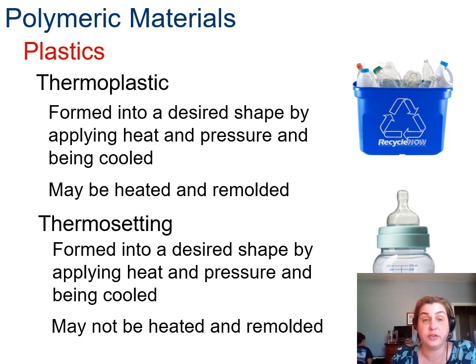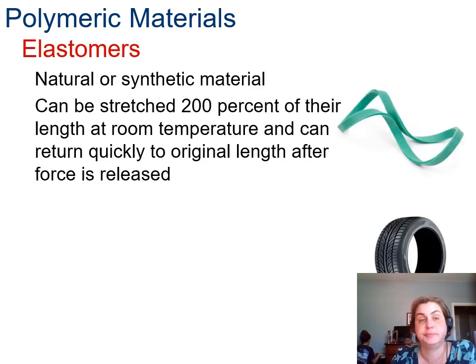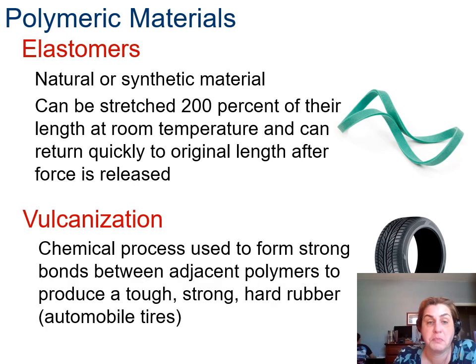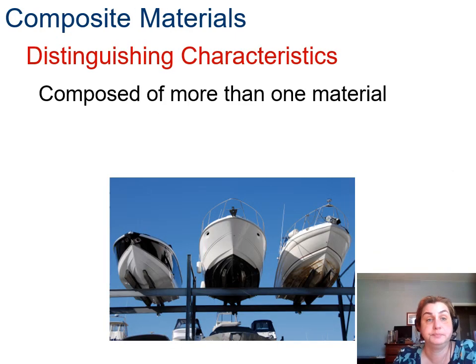There are two main categories. Those are your thermoplastics and thermosetting. Once you set it, it doesn't get remolded. Elastomers are things that can be stretched. And then vulcanization, this is actually the oldest form of handling the polymers, and that's where you get things like rubber.